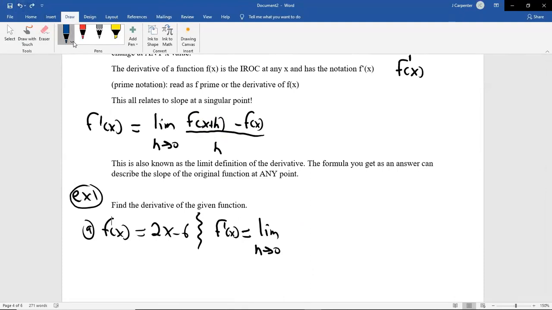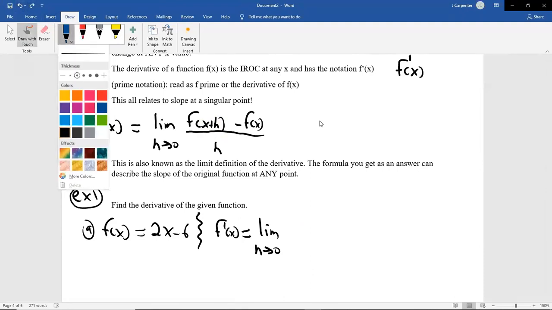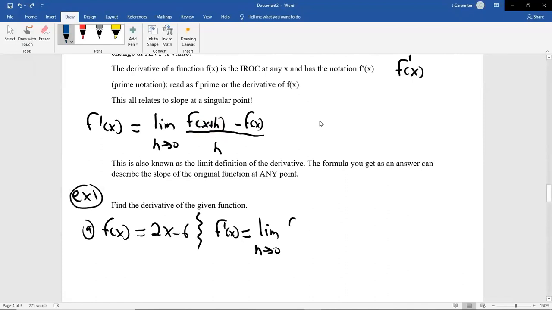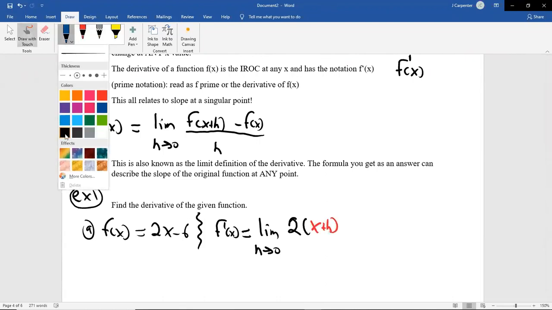I almost want to close this and open another one and see if it's going to be silly still. So this is 2 times the x plus h. It also makes me just want to do everything in blue.